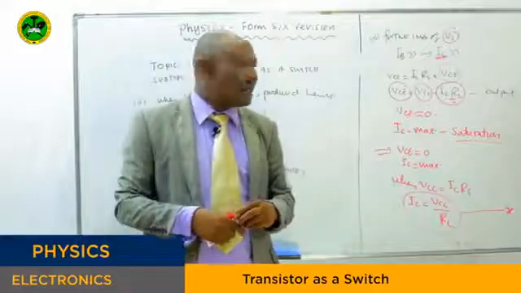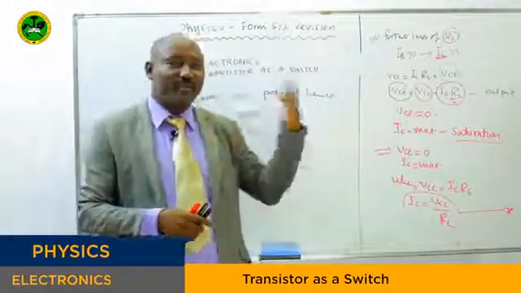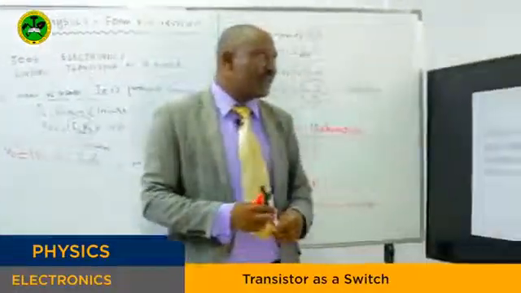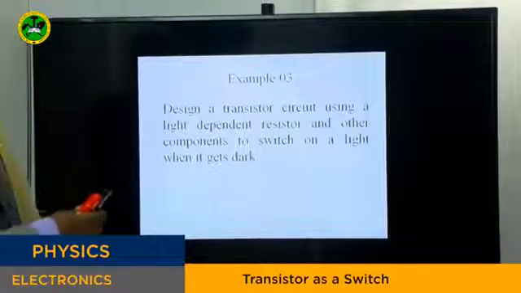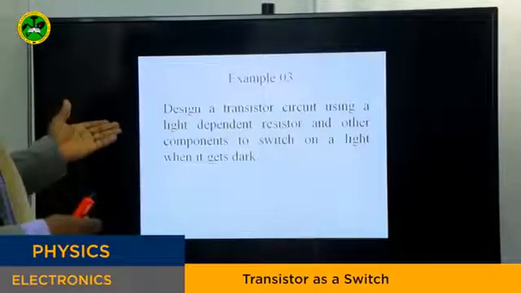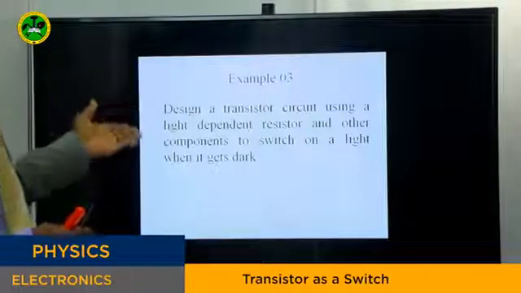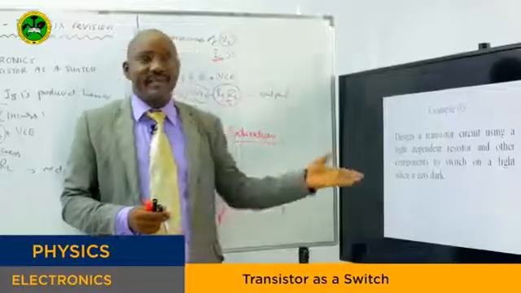Now let's see example number 3. This is a continuation of the first part of our topic. Example number 3, if you remember in the first part of this topic, we did 2 examples. Example number 3 is: design a transistor circuit using a light-dependent resistor and other components to switch on a light when it gets dark. This is a competence question. So this is not a direct question.